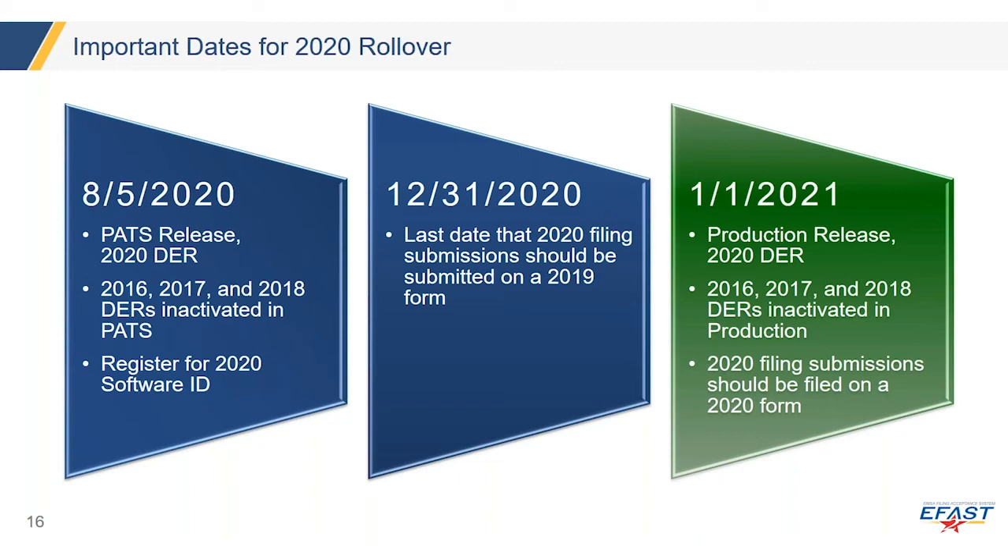So with the August PATS release, we will inactivate the 2016, 2017, and 2018 form versions, leaving the 2019 form active as well as the new 2020 form version. Another key date is December 31st. It's the last date that short plan year filers can submit a 2020 plan year filing on a 2019 form. As of January 1st, the 2020 plan year filing must be submitted on the 2020 form.